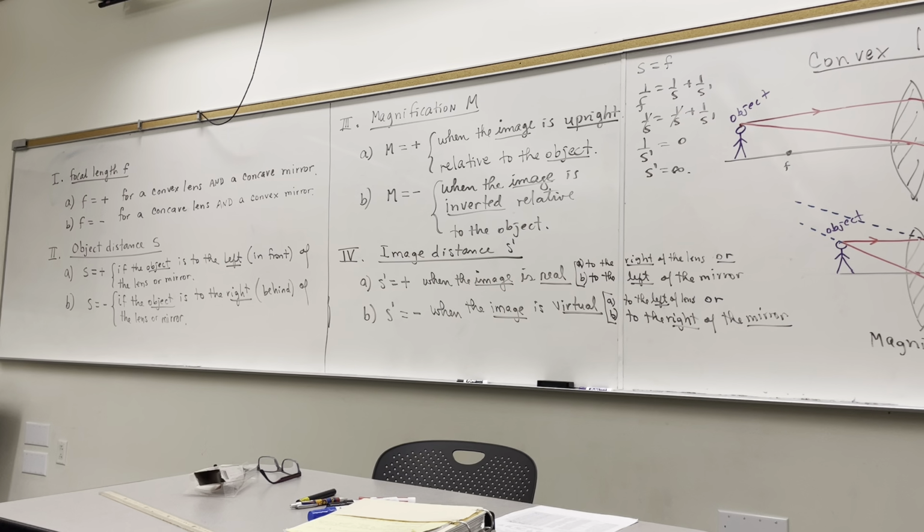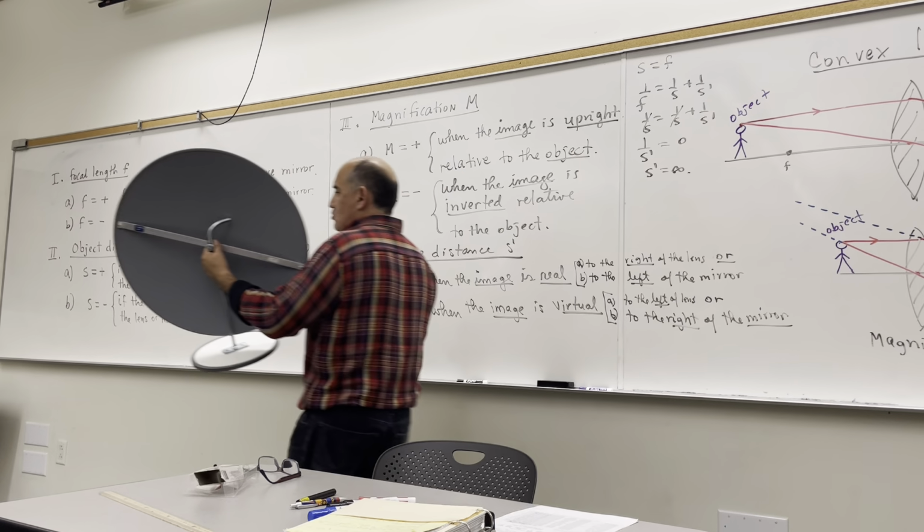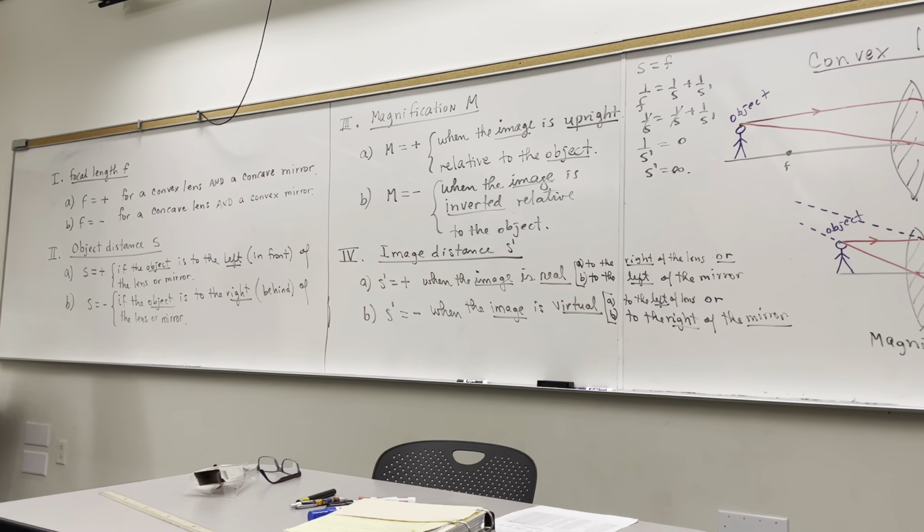Okay, so what about a convex mirror? Just to draw some things with a convex mirror. So this is a convex mirror. It bulges on the outside. So what if I draw some ray diagram of an object in front of a convex mirror? So what would happen in that case?